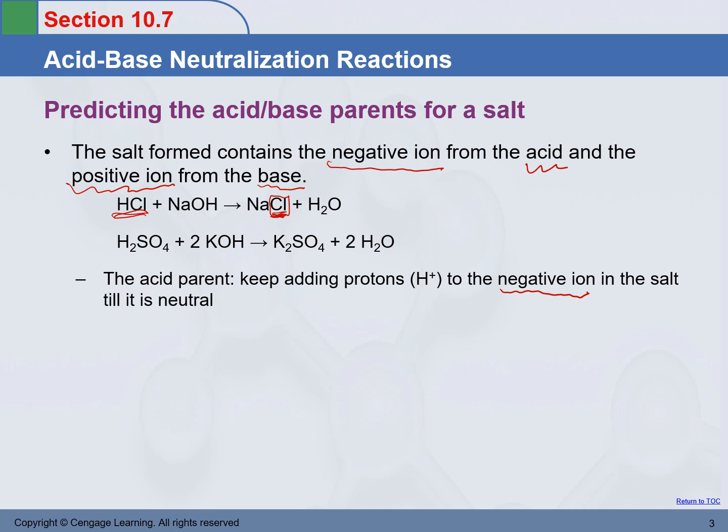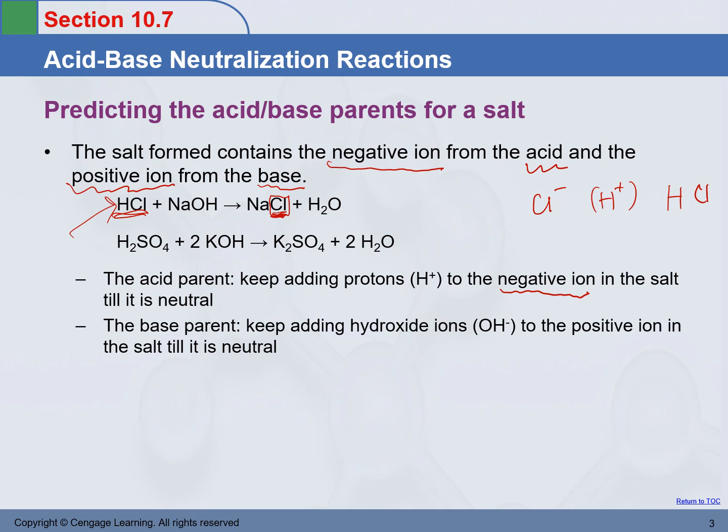You keep adding protons to it until it is neutral. For example, you have chloride, you keep adding protons to it until it is neutral, you're going to get HCl. Exactly, that's the acid. To get the base, remember the positive ion is from the base. So let's put a positive ion here, Na plus. The procedure tells you to keep adding hydroxide ions to it until it is neutral.